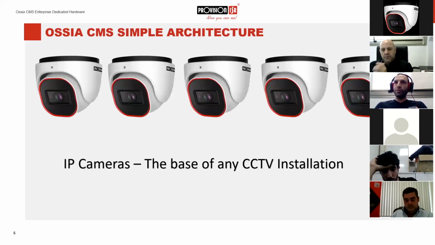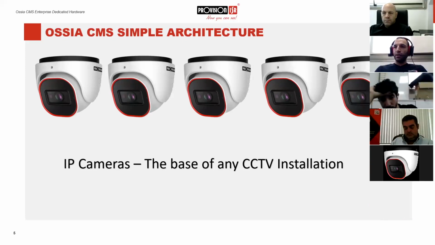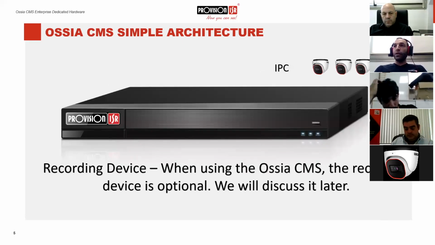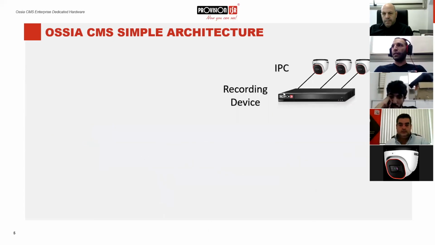So first of all, of course, the base of all installations are the IP cameras. We cannot have any videos without the IP cameras. Let's see them going into place. The next one is the recording device. Please note that the recording device is not mandatory. It's completely optional when you're using the Ossia CMS. We have the recording server, which we will touch in a second. So you will see that only 3 cameras here are connected to the recording device. We have 2 cameras that will be connected directly to the management server.